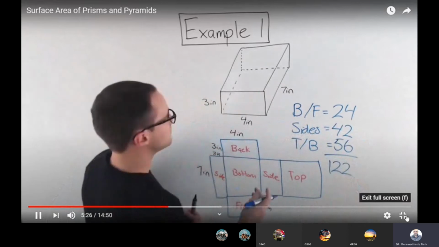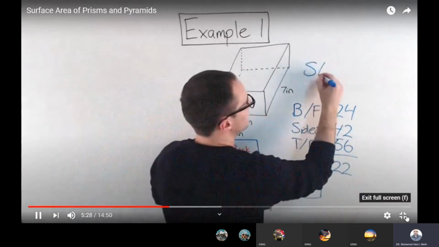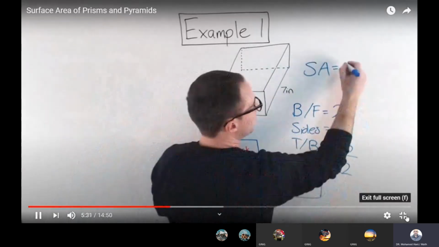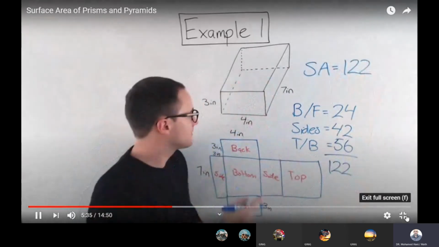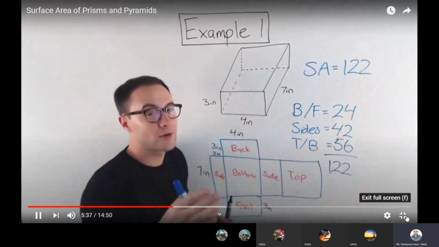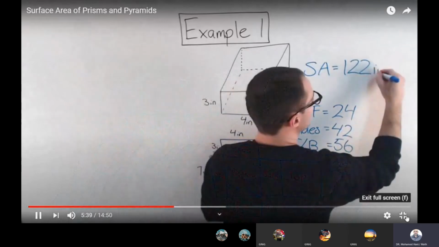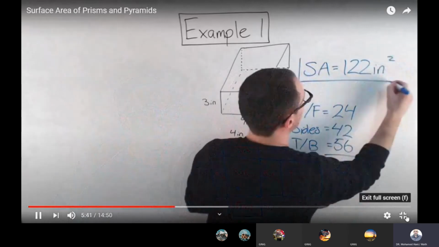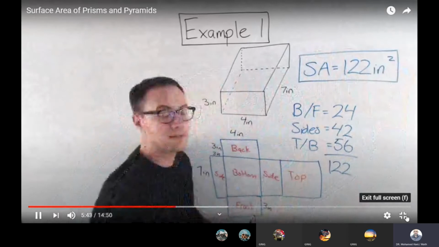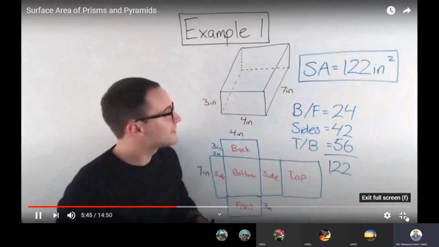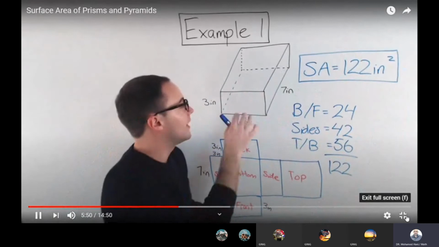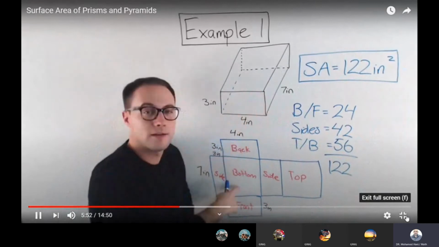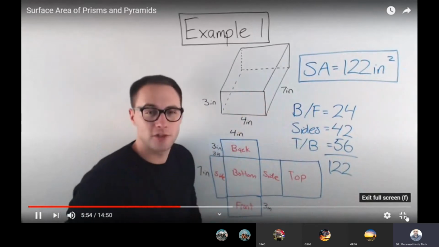So maybe I'll write, I'll put it up here. SA for surface area is 122. And at the end, I've got to remember my units, inches, but it's area, so it's inches squared for my final answer, okay? So that's how you find the surface area of a rectangular prism using a net, okay? Here are some to try on your own.